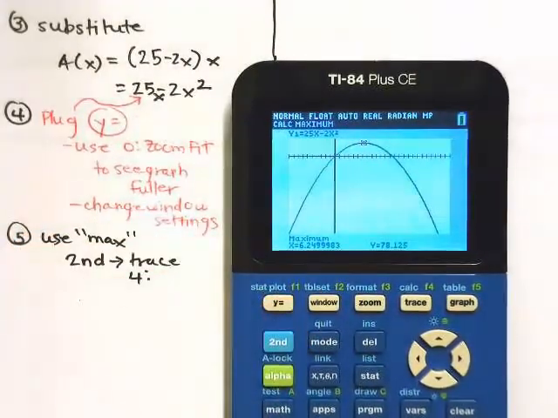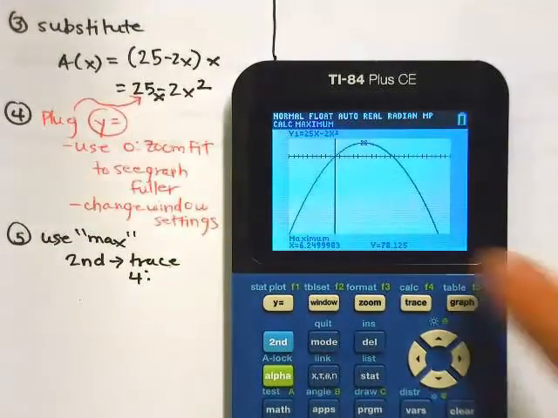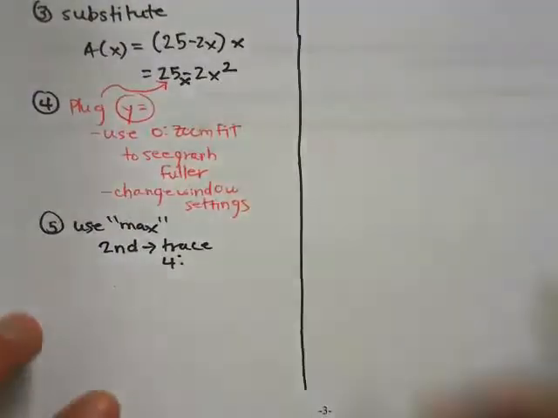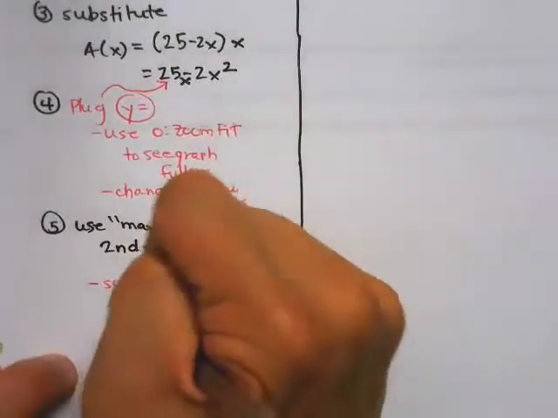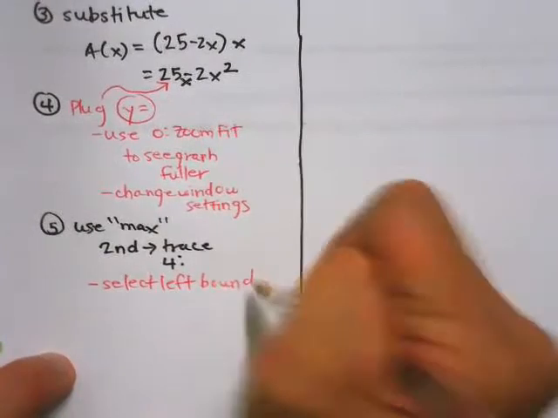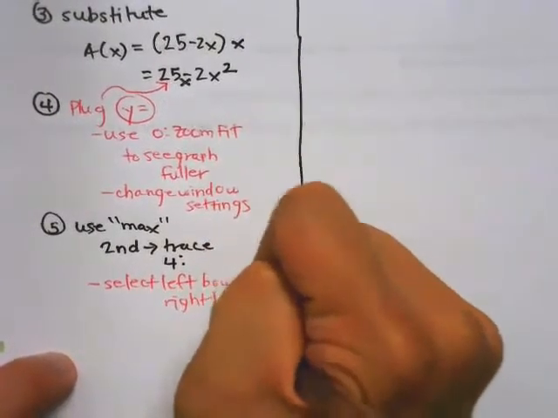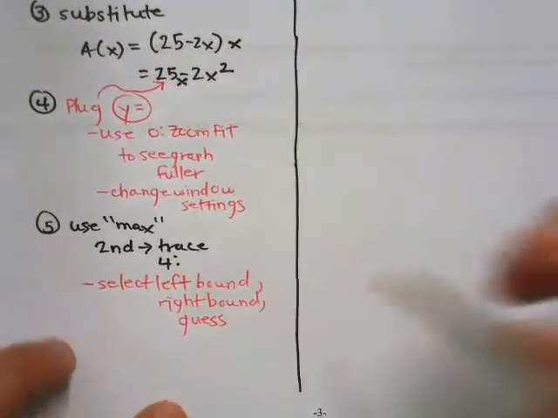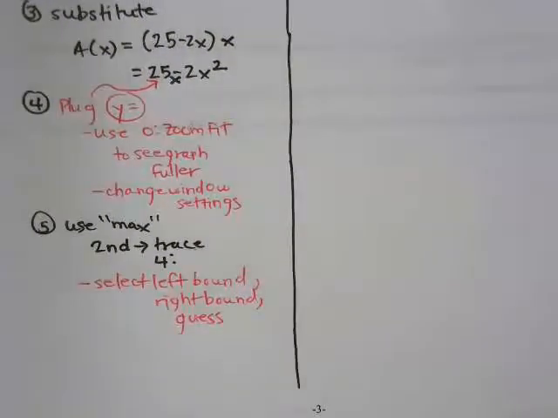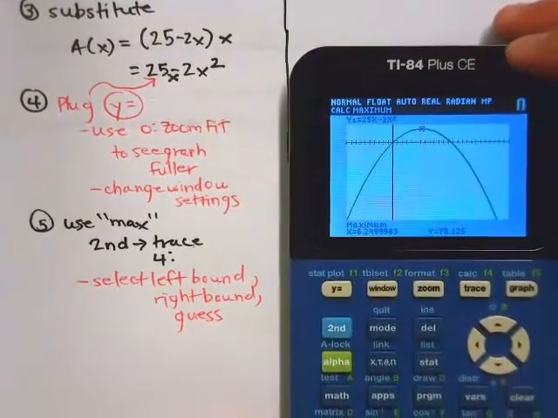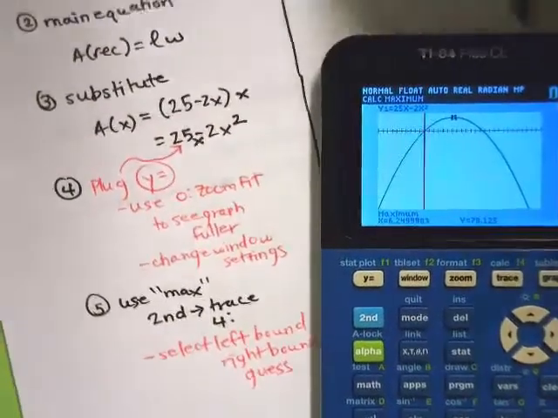6.249. So we could either grab that, or we could even round it up. It's totally fine, but we'll definitely grab the y value. That's for sure. Okay. So again, from over here, you're going to select left bound, right bound, and then guess. The left bound and right bound just mean that you want the calculator to look at a specific place and not anywhere else. Anyway, I think we already found our answer.